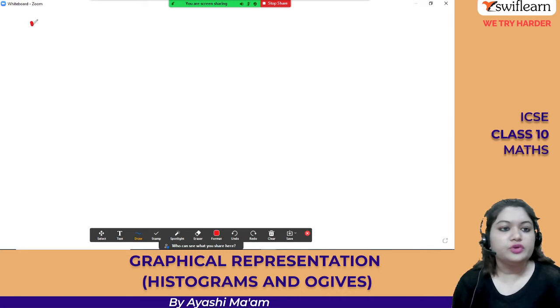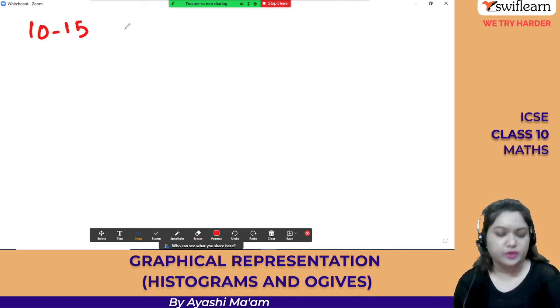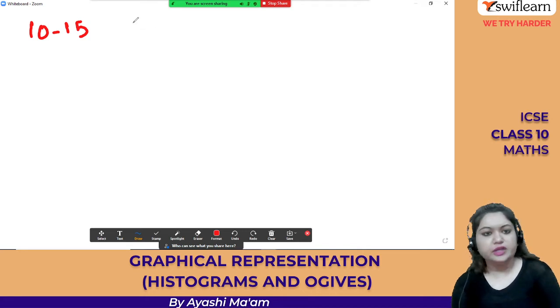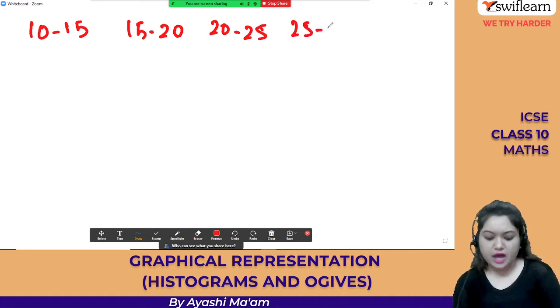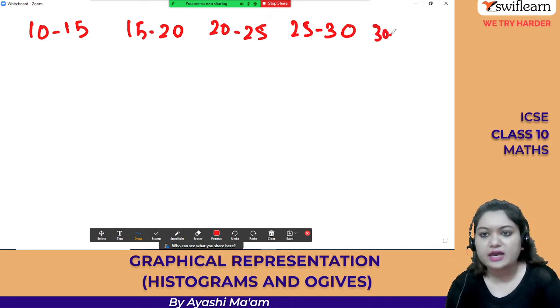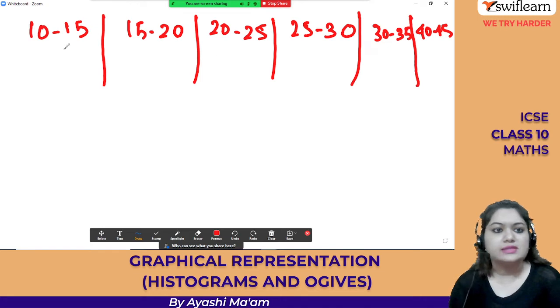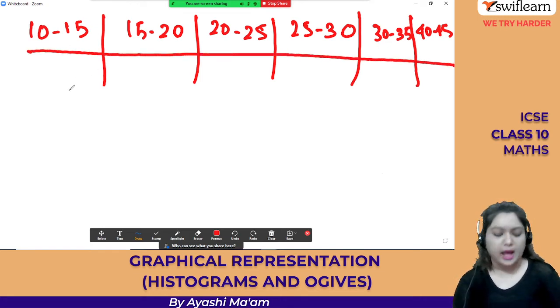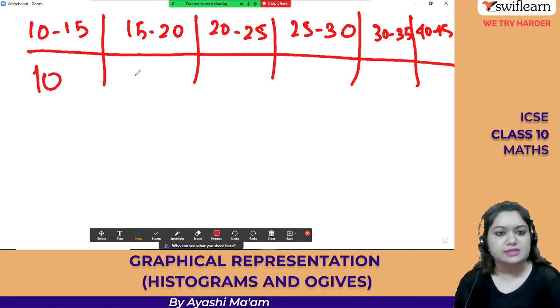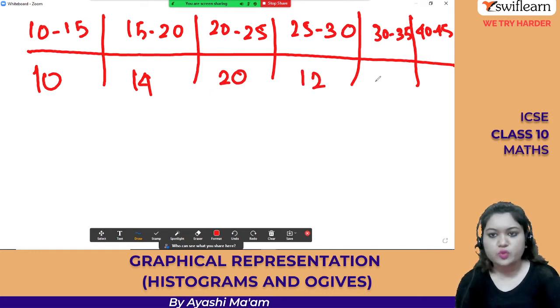So here they have given you the class intervals: 10 to 15, then 15 to 20, then 20 to 25, 25 to 30, then 30 to 35, and then 40 to 45. So these are the class intervals. And the frequencies are given as 10, then 14, then 20, then 12, and then 10, and then 8.